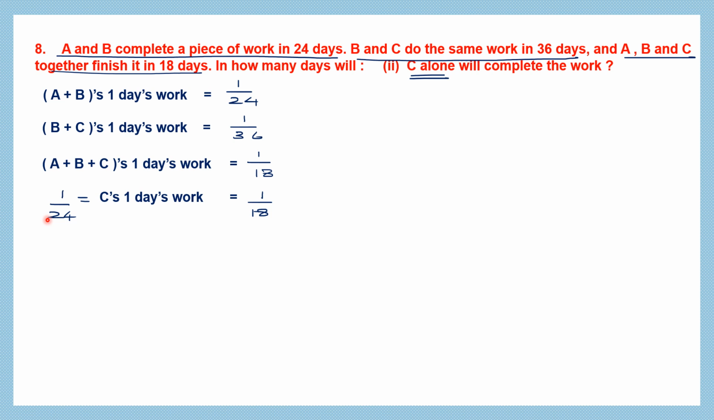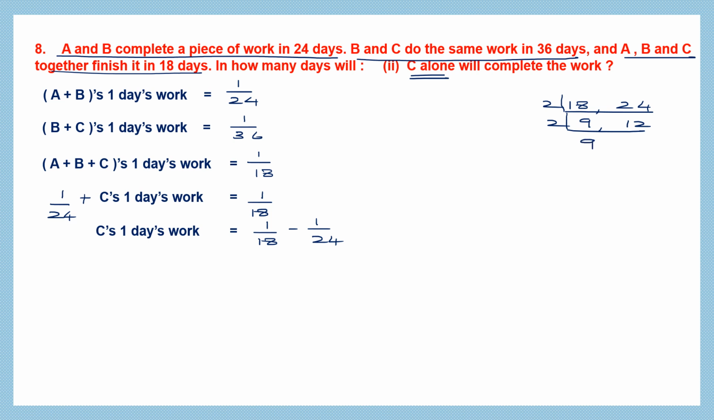So we're going to transpose 1 by 24 to the other side, and it will become minus. So C's 1 day's work will be equal to 1 by 18 minus 1 by 24. Subtraction of fractions, so we have to find the LCM of 18 and 24. Let's begin with 2. 2 9s are 18, 2 12s are 24, 2 6s are 12, 2 3s are 6. Continue with 3. 3 3s are 9, 3 1s are 3. Again with 3, 1 and 1.